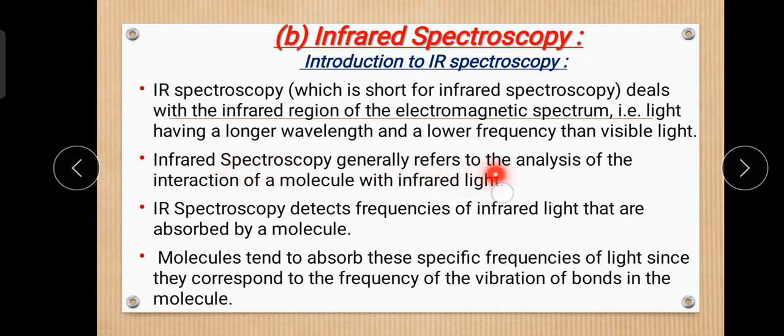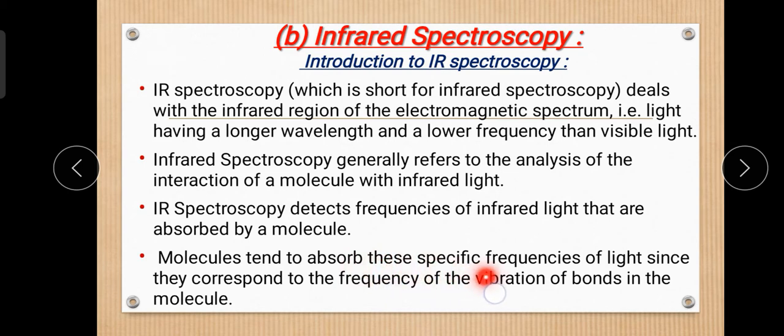Infrared spectroscopy generally refers to the analysis of the interaction of a molecule with infrared light. If we place the sample in the presence of infrared light, there is an interaction between the infrared radiation and the molecule, and we get the spectrum of that molecule. IR spectroscopy detects the frequencies of infrared light that are absorbed by the molecule.